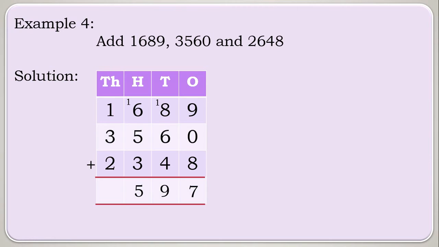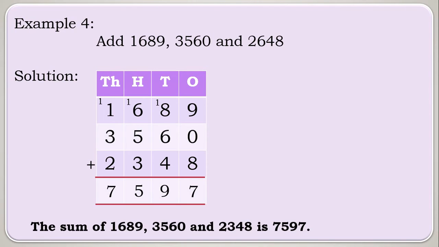I will write 5 here and carry 1 to the next column. 1 plus 1 is 2, 2 plus 3 is 5, 5 plus 2 is 7. I will write 7 here. Therefore, the sum of 1689, 3560 and 2348 is 7597.